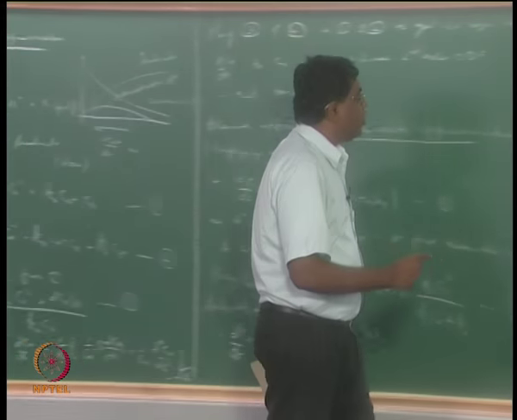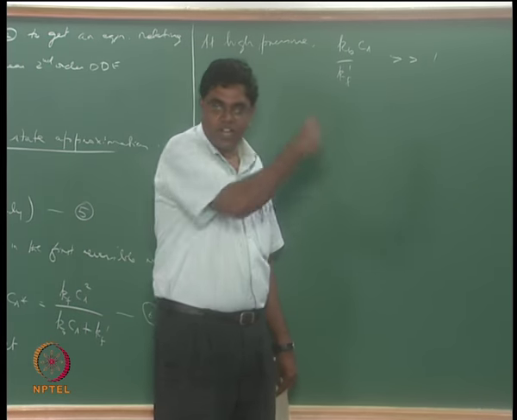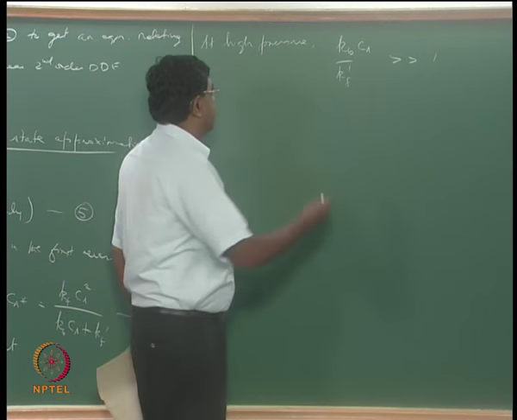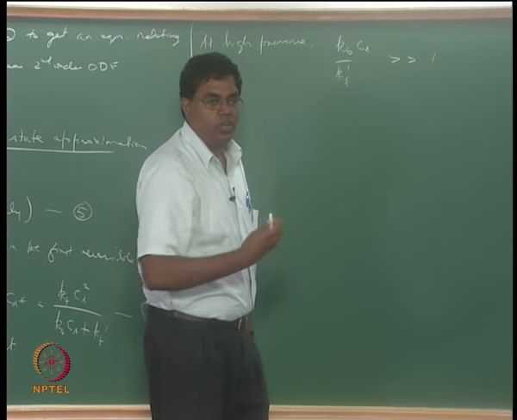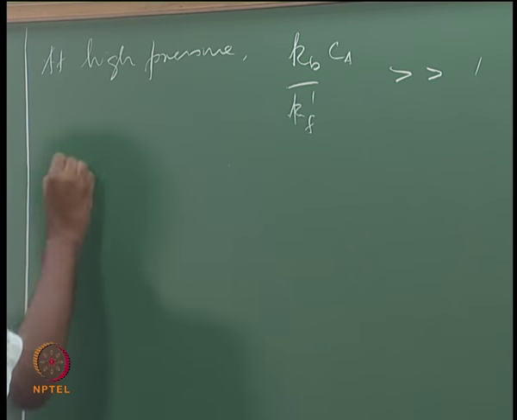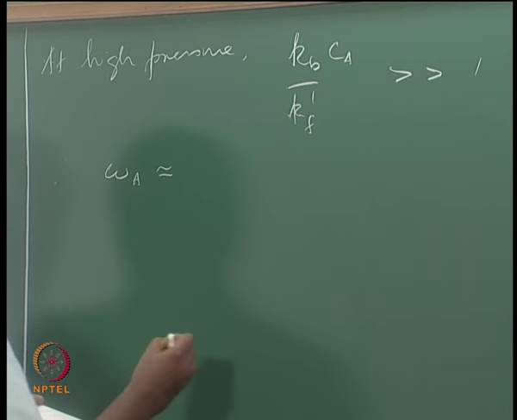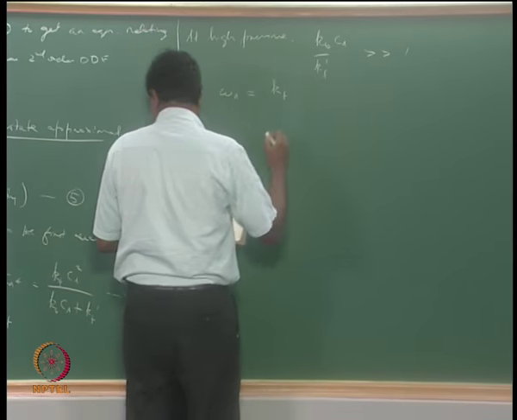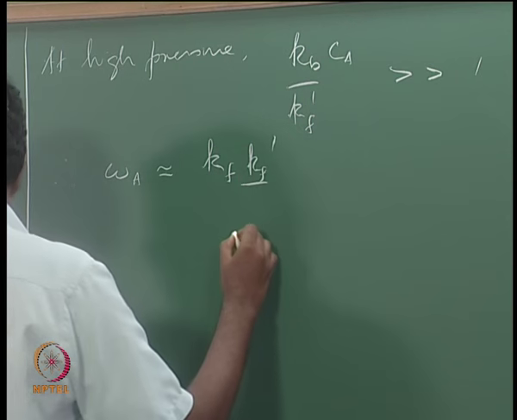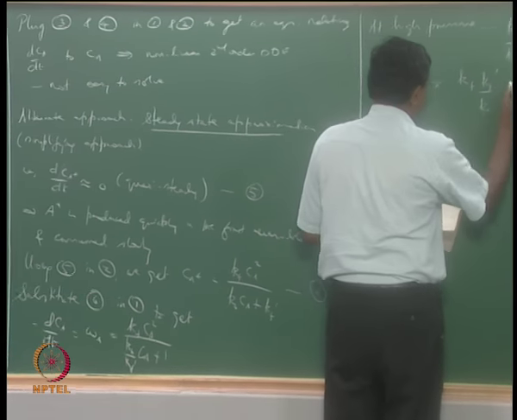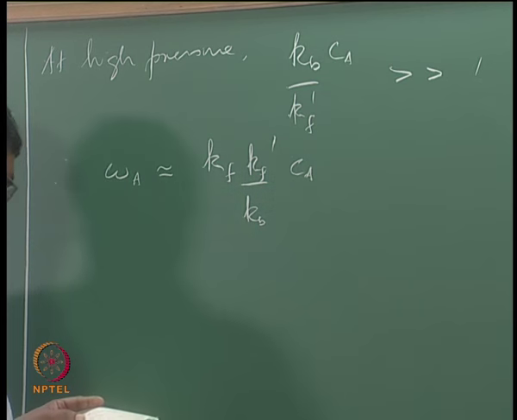Therefore, at high pressure, you would expect that the backward reaction, which is the second reaction, is going to predominate over the unimolecular third reaction, and therefore we expect that the numerator is going to be larger than the denominator. So we expect this should be much larger than 1, and if you plug that in, then omega A approximately becomes, we go back and get rid of the 1 in favor of this expression, KF prime divided by KB, and then the CA gets cancelled with one of the two CAs in the numerator to get only one CA. This will behave like a first order.